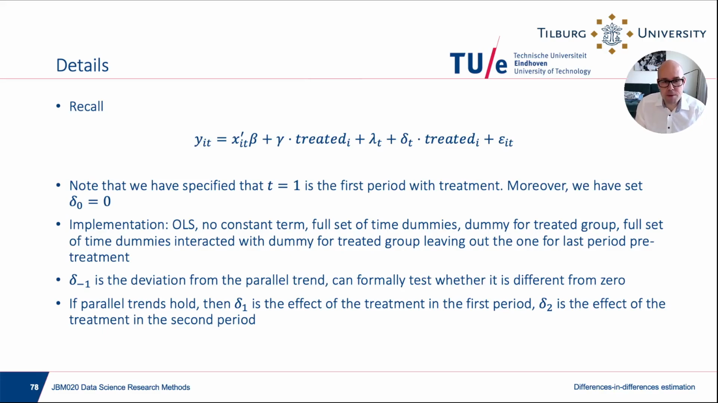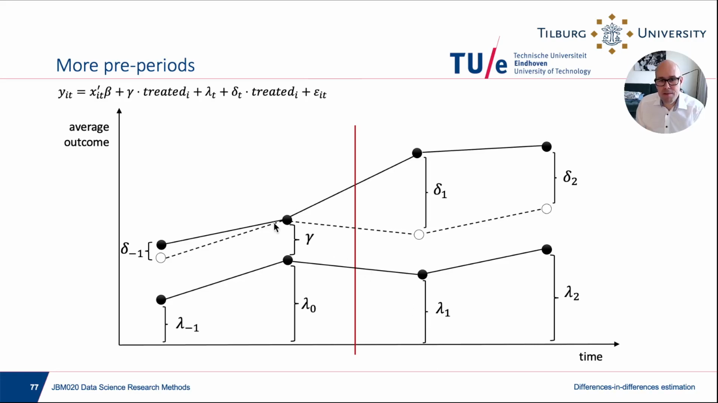Let me briefly go back one slide. So here we had a delta minus 1, and here we have imposed that delta naught is equal to 0. Okay, lambda naught is the time effect for the control group, and all the difference in the level is captured already by this parameter gamma.